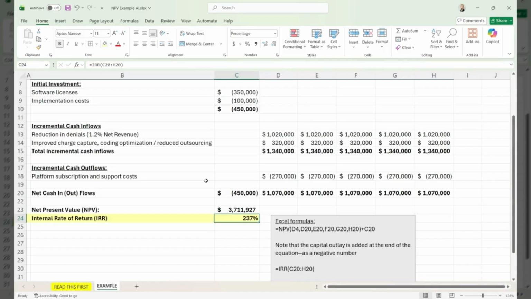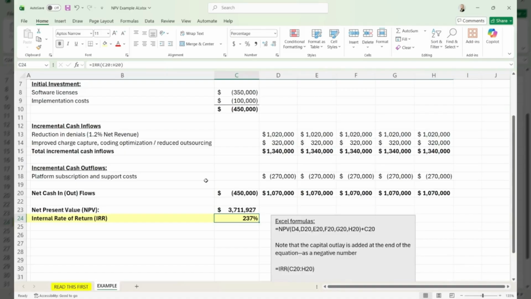And my internal rate of return is 237%. Now, that is super high. So if I saw this result, what would I think? Well, the first thing I would think is this is a really, really attractive internal rate of return. In fact, it is double the initial investment in each of the years. And also it's high because there's a very small upfront cost of $450,000 compared to very high cash flows, even in year 1, of over $1 million.